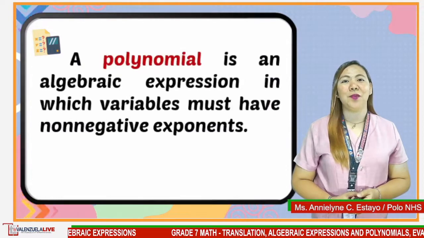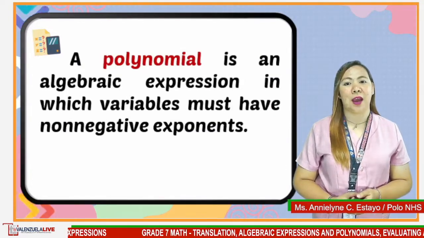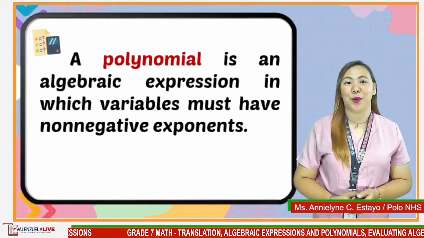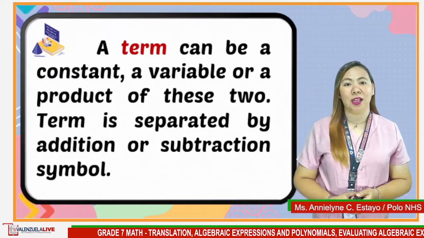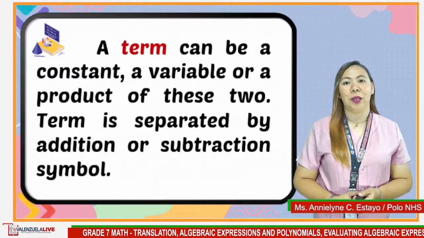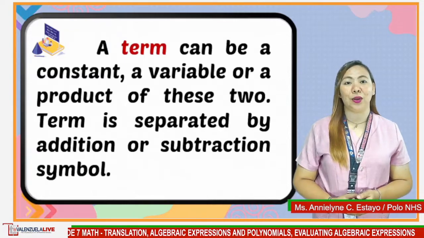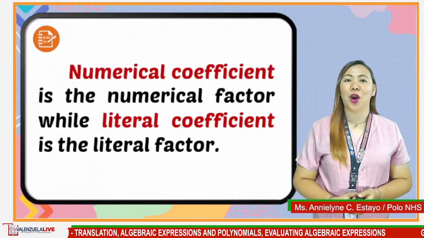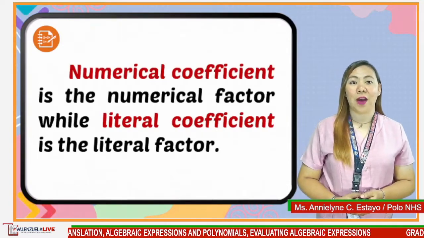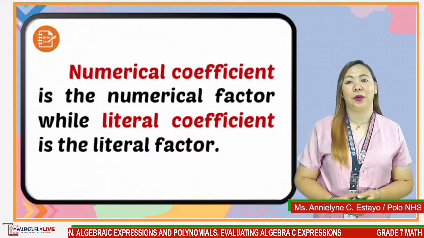A polynomial is an algebraic expression in which variables must have non-negative exponents. A term can be a constant, a variable, or a product of these two. Term is separated by addition or subtraction symbol. Numerical coefficient is the numerical factor, while literal coefficient is the literal factor.